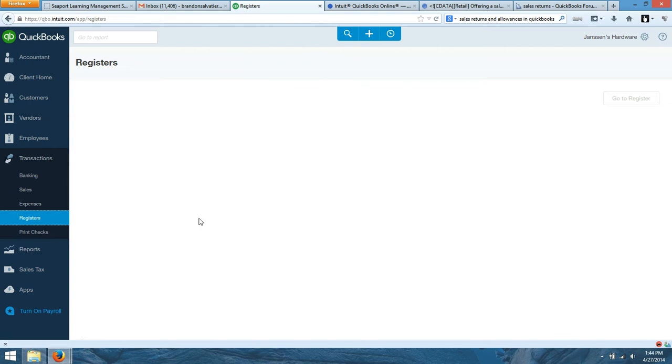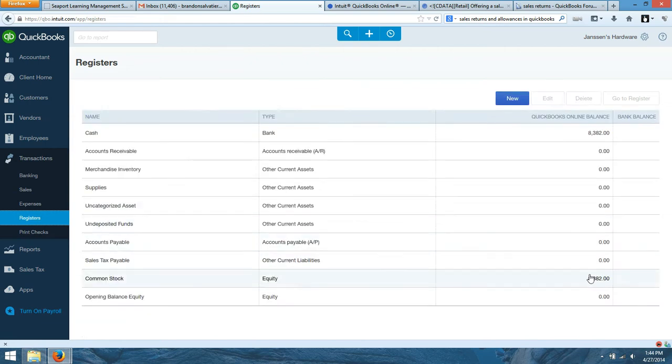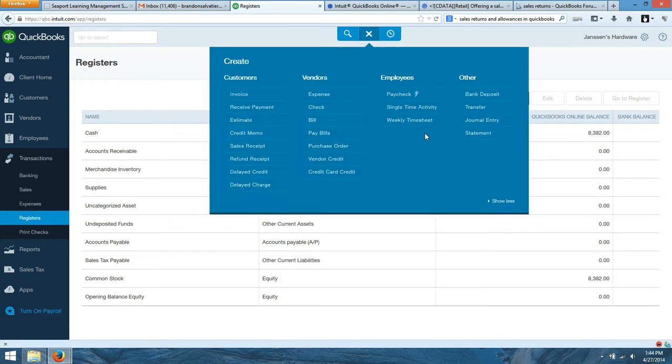And you come down here to registers. And my company had $8,382 of common stock issued, which was $8,382 into our cash account. If you do this common stock account first, what will happen is it'll drop this number here in the opening balance equity, and then from there it's very hard to get into your cash account. So what I did is I just created the bank account first, labeled it cash, and then created the common stock account, and it was able to recognize what I was trying to do. So 8,382.